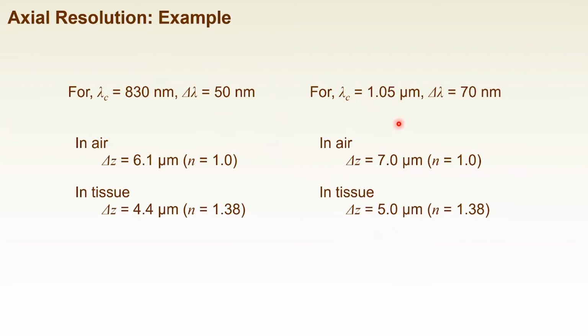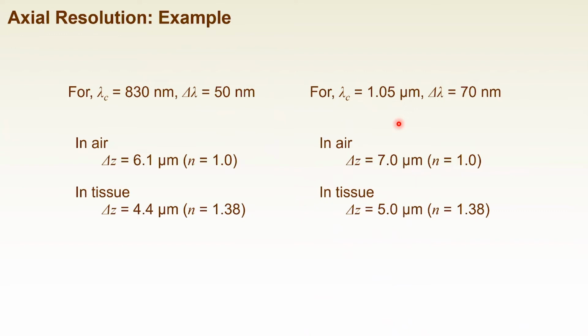For example, for 830 nanometer, in most cases we are going to use a spectral domain OCT for this, right? And for 830 nanometer center wavelength and a bandwidth of 50 nanometers, the in-air depth resolution becomes 6.1. Okay, here the refractive index is assumed to be 1. And if it's in tissue, it becomes 4.4. As I've already mentioned, it becomes slightly better than in air. And here the refractive index is assumed as 1.38.